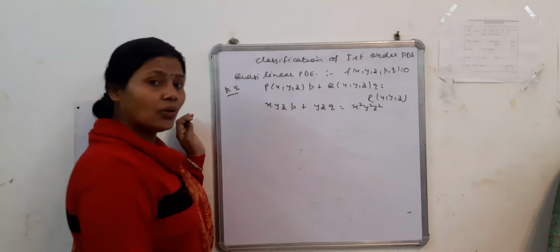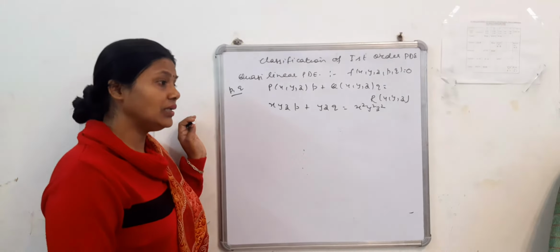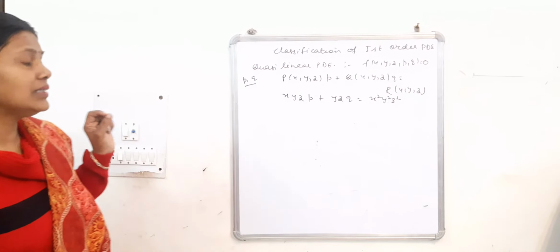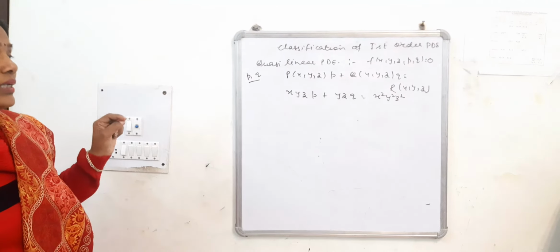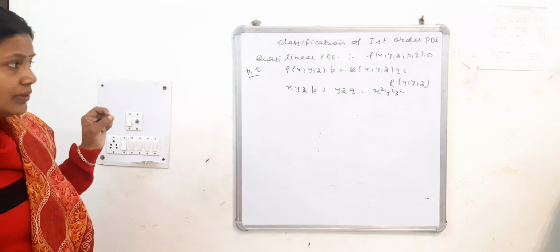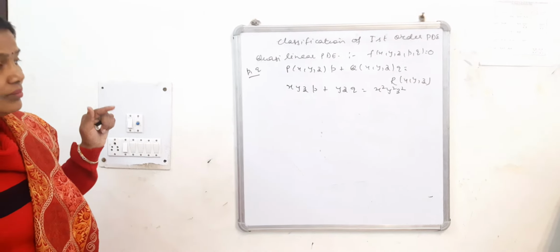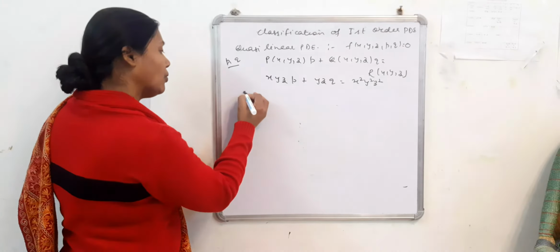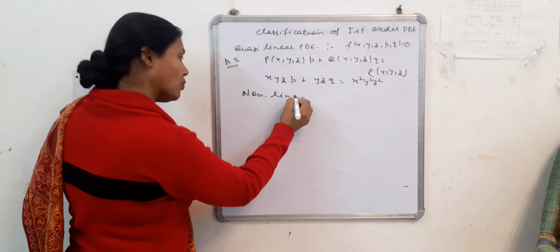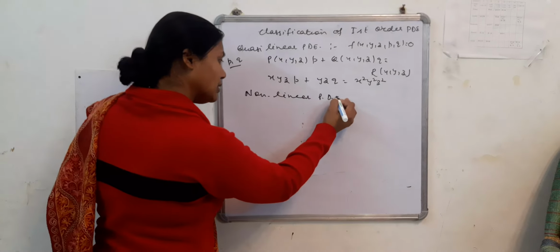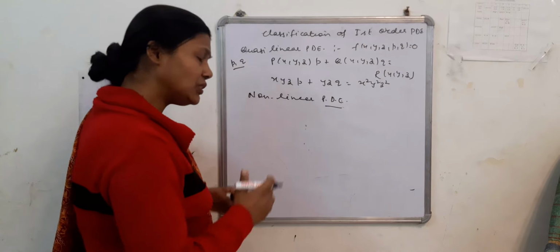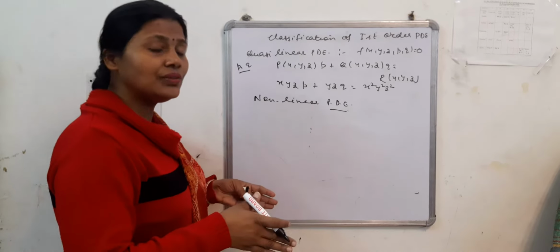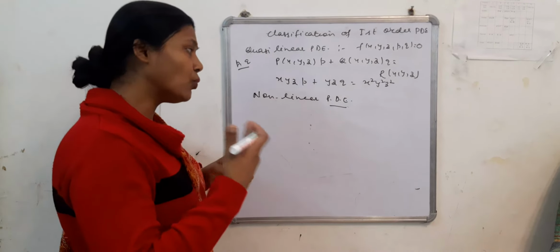Next we will do the non-linear partial differential equation. Non-linear partial differential equation means what? The equation which does not lie under any above category. It can have order 1 or can have any degree. A non-linear partial differential equation is one in which the order of the differential equation can be anything, but the degree of the equation can be more than 1.